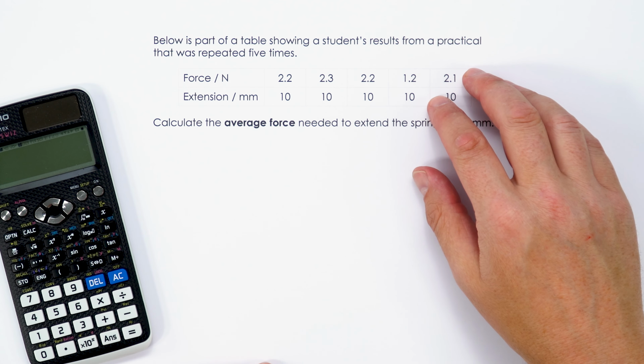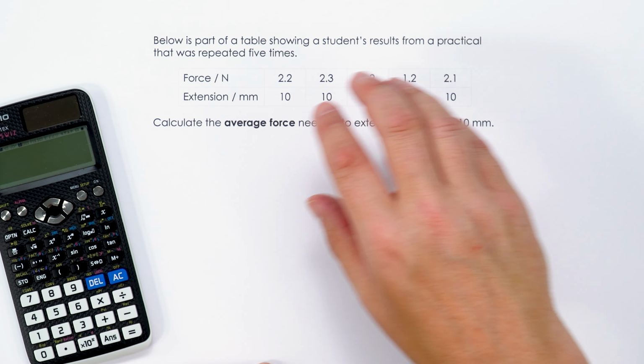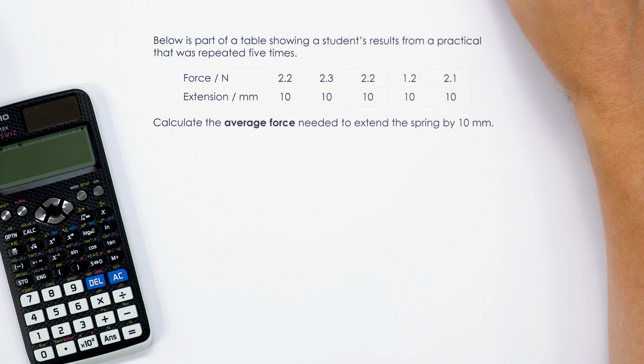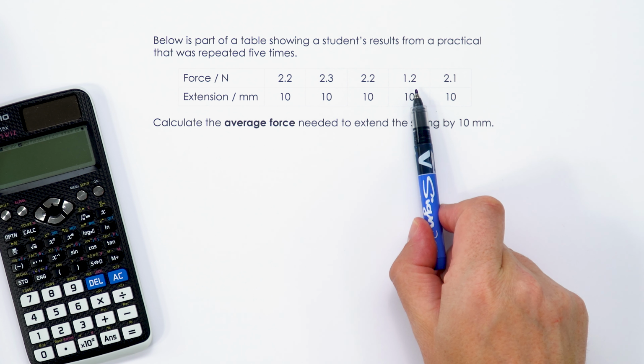The first thing to have a look at is, when you've got lots of repeats of a value, are there any anomalies? So an anomalous piece of data doesn't fit the pattern, and we can see that this one over here, the 1.2, is very different to the other results.